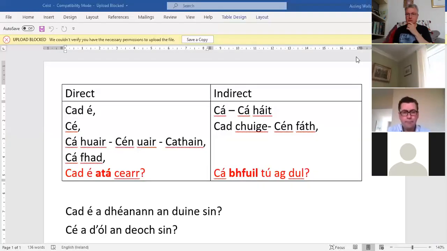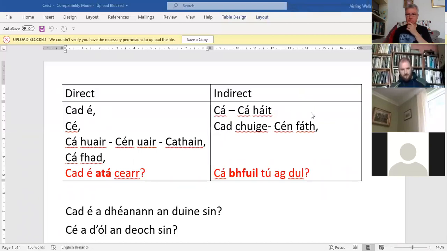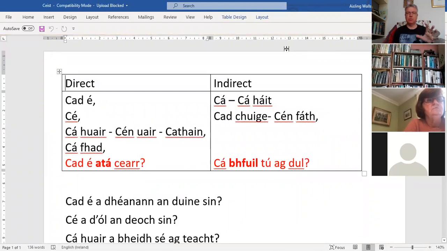I'll hear you. Okay. So what we're going to look at today is questions, and how questions work in Irish. Some of you might know this, some of you might not, and you might hear some grammatical jargon that you're not sure about. If you're not sure about the grammar, don't worry about it, because we're not going to focus too much on the grammar. What we really want to know is how you ask questions in Irish. When you see questions, you can translate them.